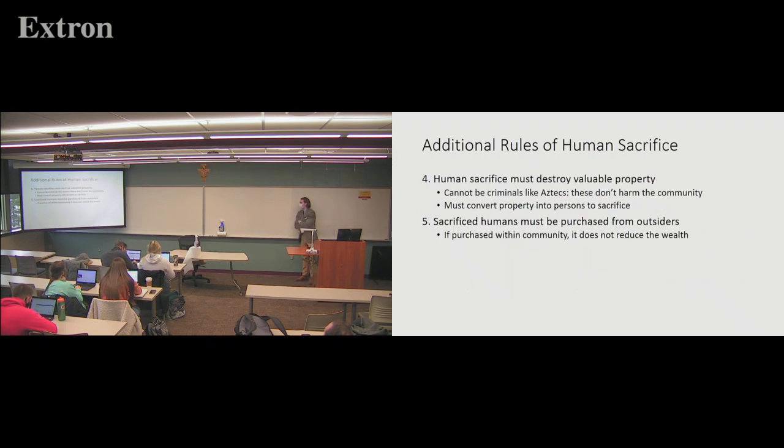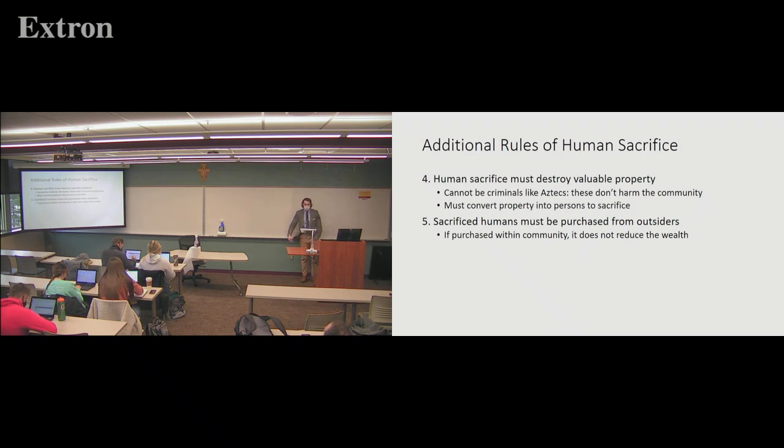Now, if we're talking about human sacrifice, there are two additional rules that we have to consider. The first is that the human sacrifice has to destroy valuable property. Like the Aztecs, how they would sacrifice criminals. Sacrificing a criminal doesn't harm the community. It actually makes the community better off. So if you sacrifice someone who steals from their neighbors, you're not destroying wealth by doing that.